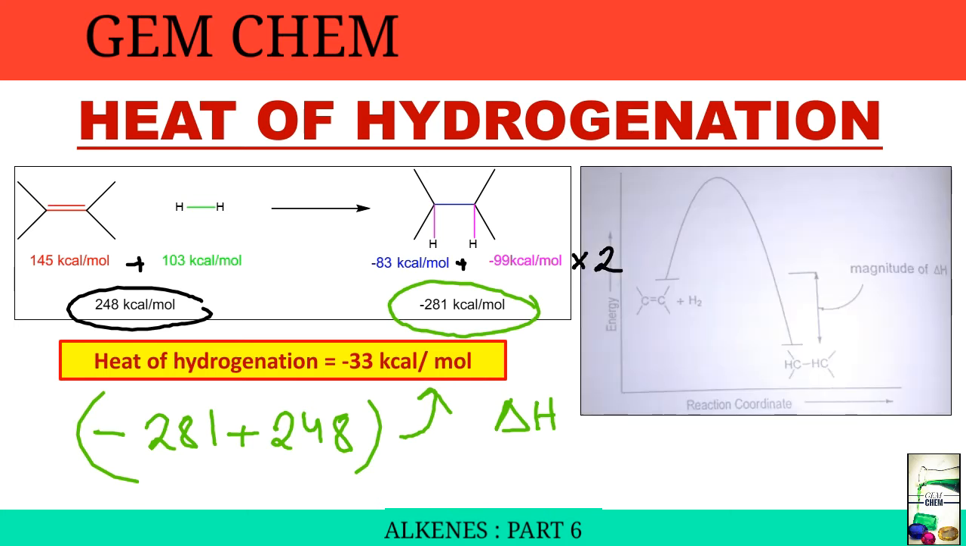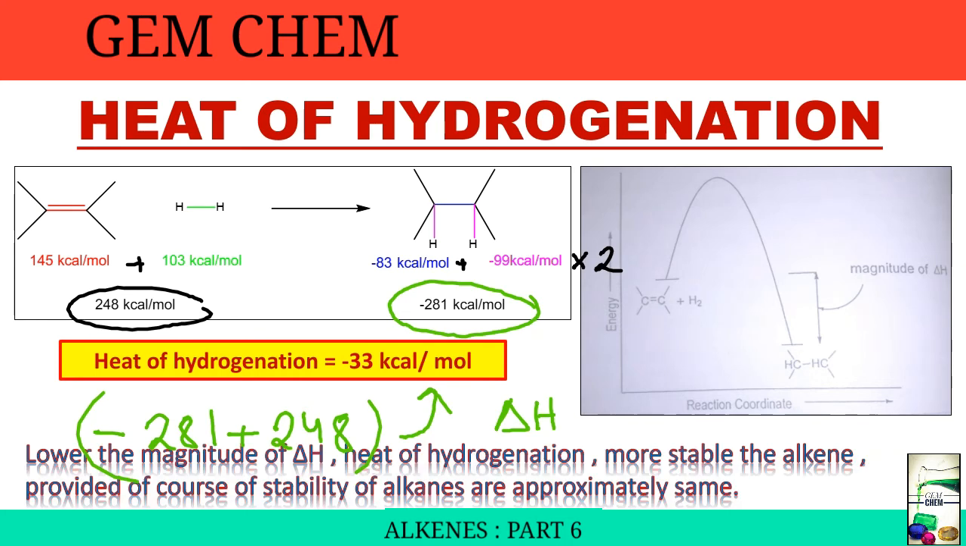So what is the energy profile diagram? This is the energy profile diagram. This is the alkene part with the hydrogen, and it goes down to form an alkane, which is more stable than the alkene. This difference is the magnitude of delta H.